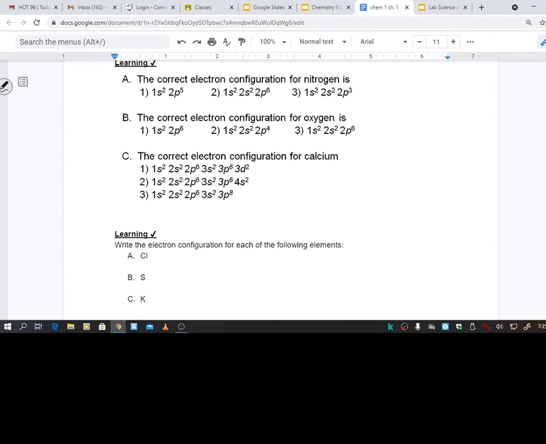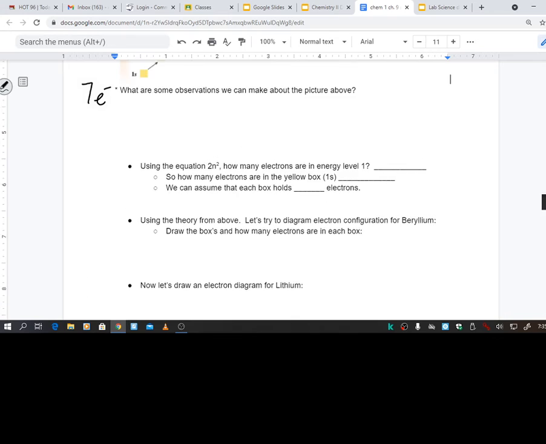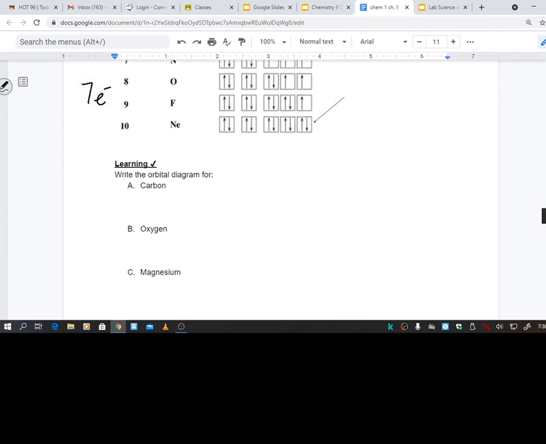All right, so let's do these learning checks. So the correct electron configuration for nitrogen is, well, let's look at nitrogen. It has 7 electrons. Some of you may start to be able to remember, like, hey, we go 1s, 2s, 2p, 3s. But if you're not sure on that, go back to this. 2, 4, 5, 6, 7. Okay, so this is showing you exactly what it will look like. 1s2, 2s2, 2p3. Right, so it's showing you right there.